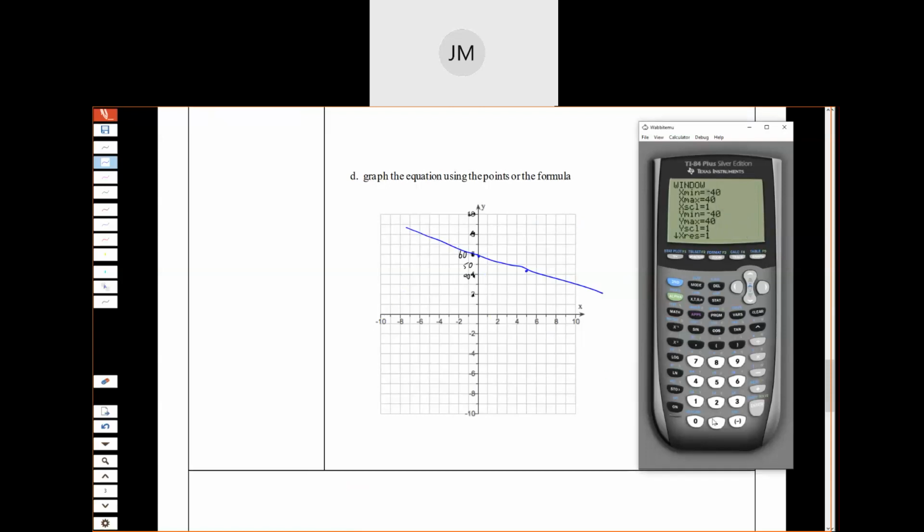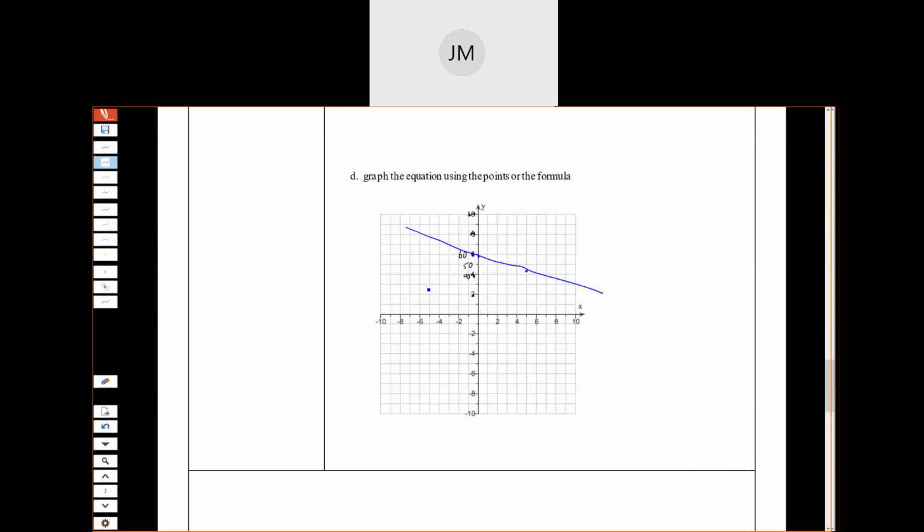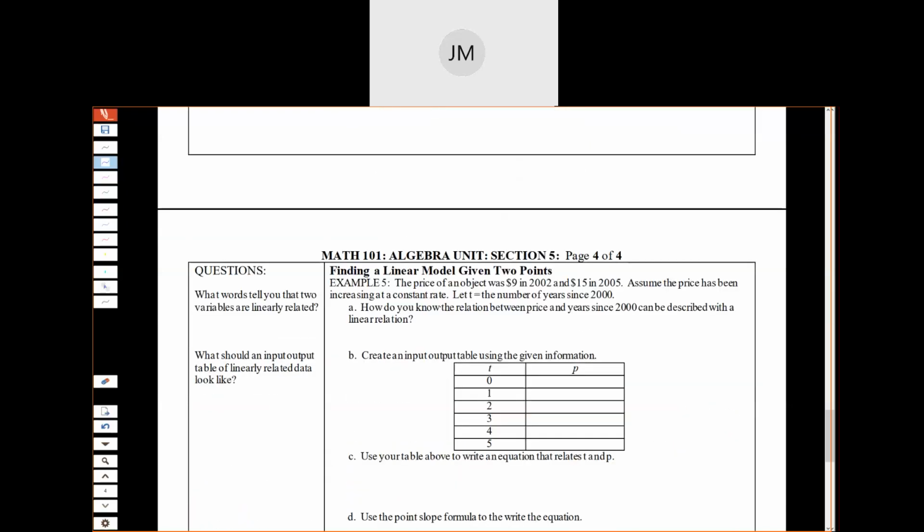So my x values are going to go from -10 to 10. But my y values are going to go from -100 to +100, where each tick mark is 10. So my y scale here is 10. And then we can say, oh yeah, that looks like what I drew.